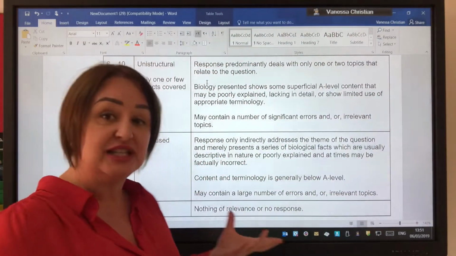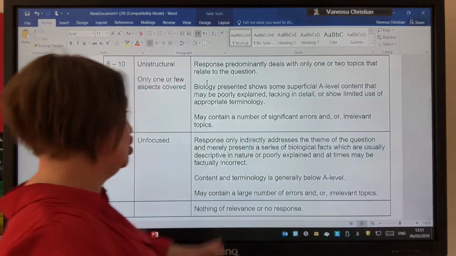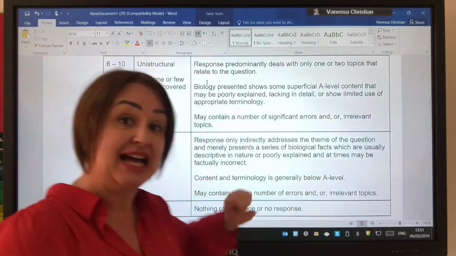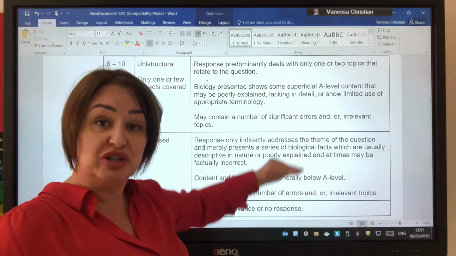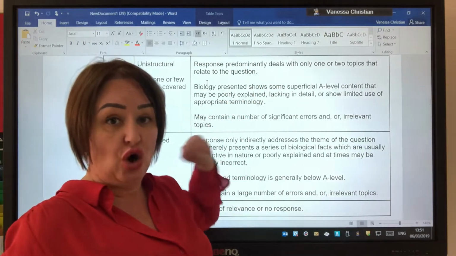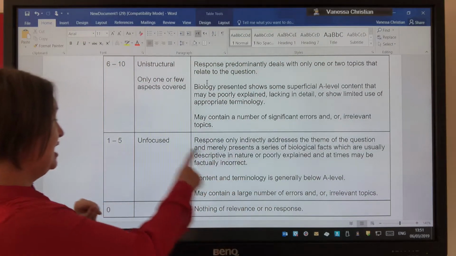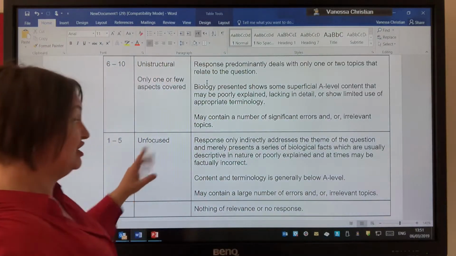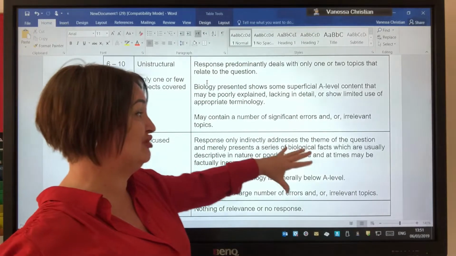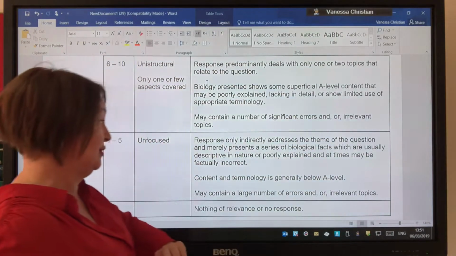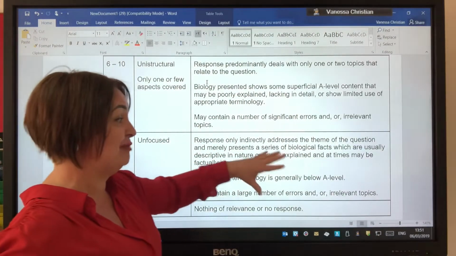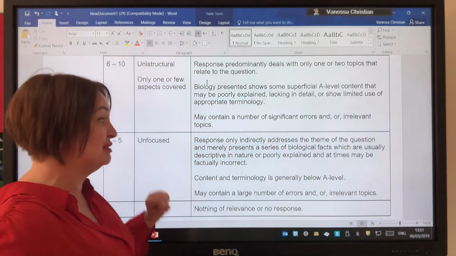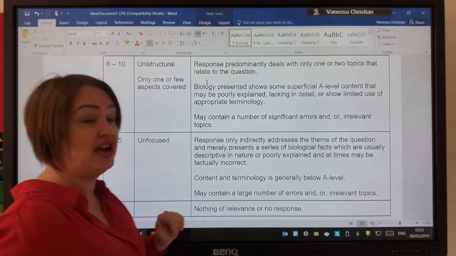So what happens is when the examiner gets your essay, they're going to look in the first level of response and they're going to decide, do you meet it? Could you possibly meet the next level up? So let's just have a little look at it. It says if you were going to get less than 5 marks, hopefully we won't, that the response only indirectly addresses the theme of the question and merely represents a series of biological facts which are usually descriptive or poorly explained and at times may be factually incorrect.